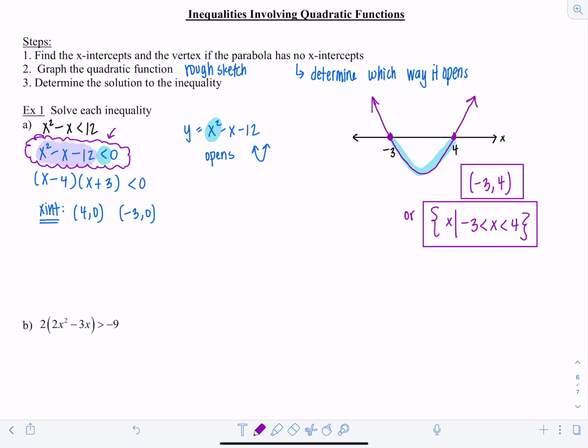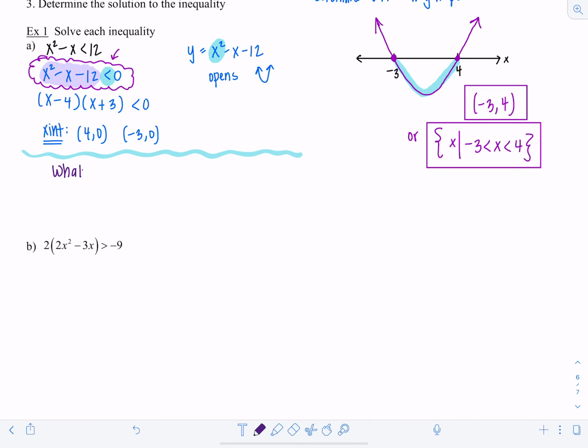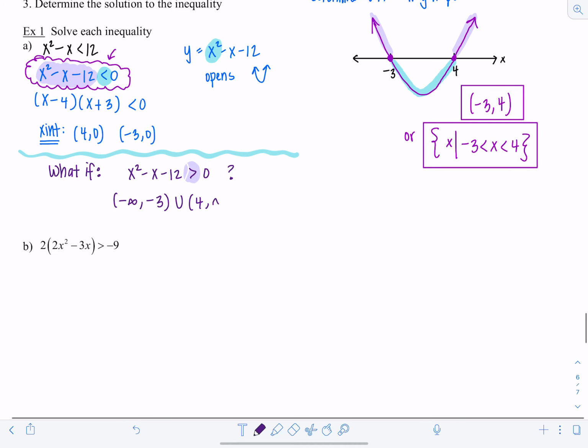All right. Now let me ask you this. What if instead, let's switch it up. What if it gave you x squared minus x minus 12 is greater than 0? So now they are interested in figuring out which piece of the parabola is greater than 0 or above the x-axis. Well, you would have to write those two portions separately, right? And then join them together. So your answer would go from negative infinity to -3 union 4 to infinity.